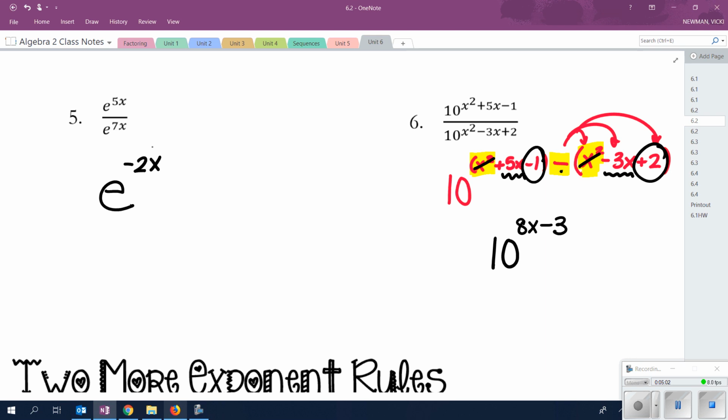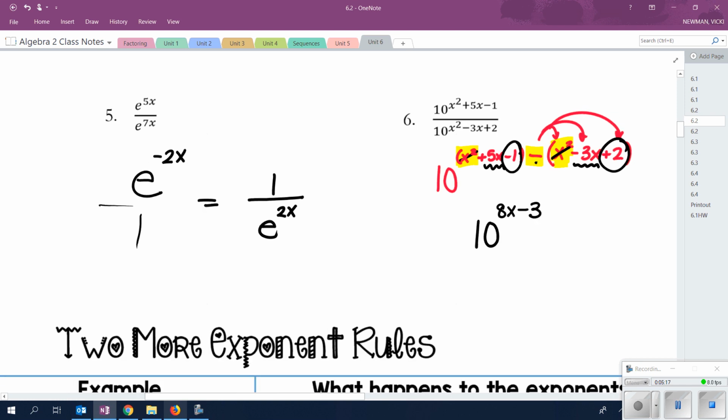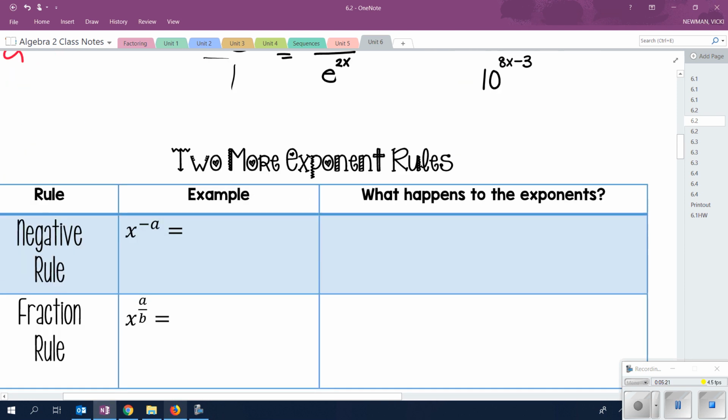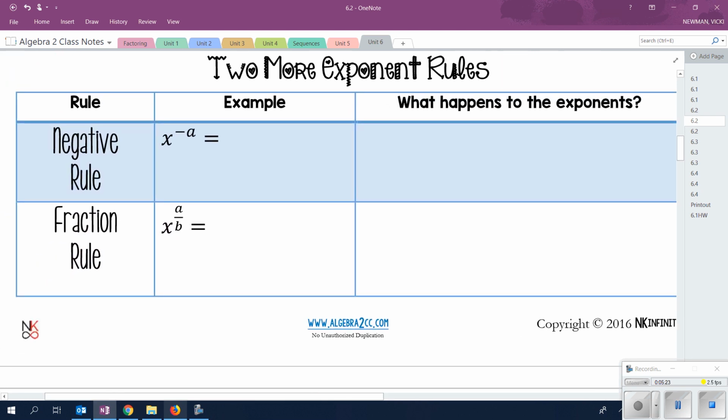bottom of the fraction. Mr. Newman, it's not a fraction. Well, isn't it an invisible fraction over 1? So move it to the bottom. So 1 over e, and then you make it the positive 2x. So, I did teach you that before. Negative exponent rule. You move it to the bottom and make it positive.